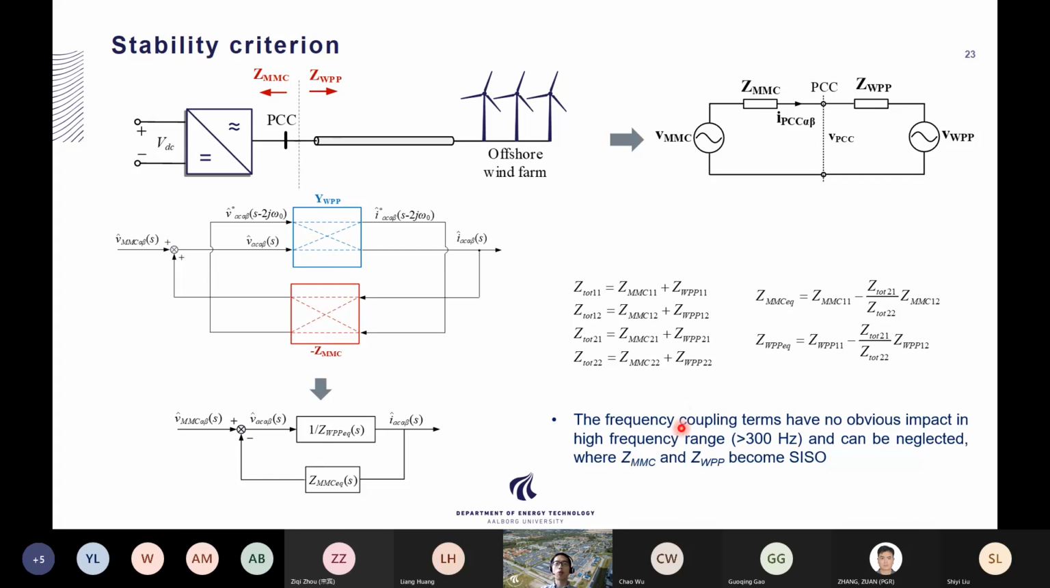But of course, if you only focus on the high frequency stability analysis, for example, if you see oscillation in several kilohertz, which is mainly caused by the control delay, in this frequency range the very slow outer power control would not have too much impact. So in that sense, you can neglect this frequency coupling term because that is caused by the power control loop, which does not have impact in the high frequency range. That is why you can neglect it in a high frequency stability analysis.